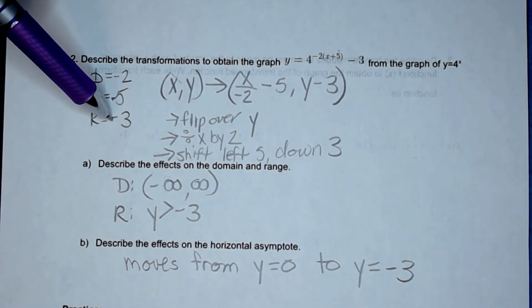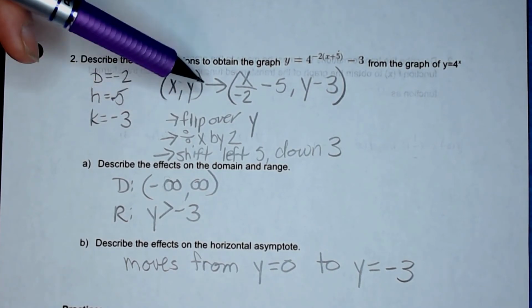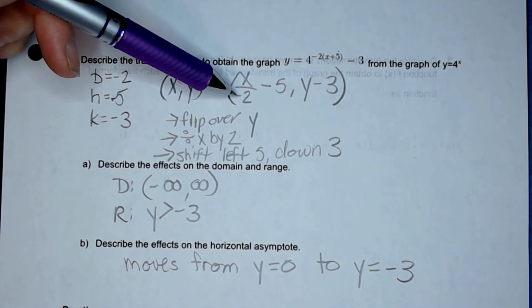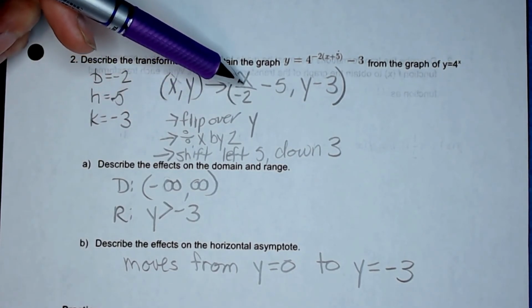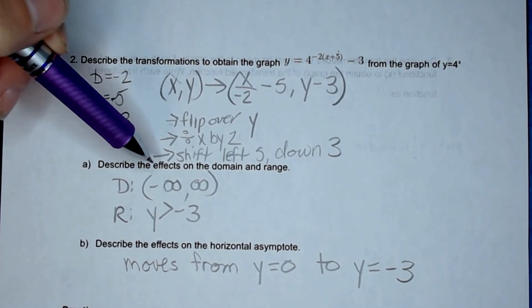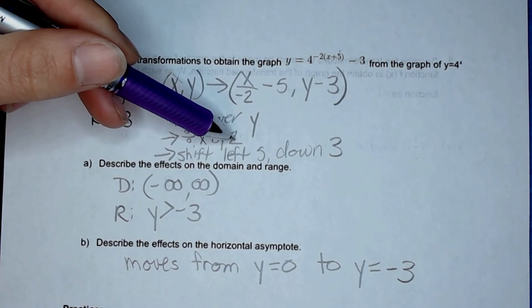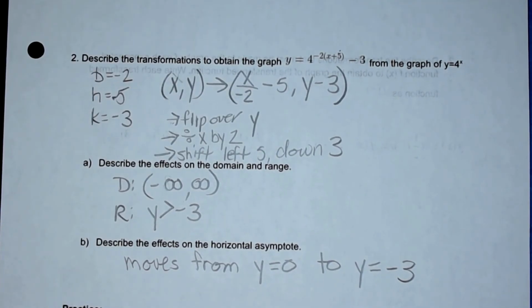And then we're moving the graph down 3. So we're going to flip it over the y-axis because of that negative value. It'll be a reflection. Divide your x's by 2. You can also just divide all your x's by negative 2, but this is what's happening to the graph. And then we're going to shift left 5 and down 3. Now the domain is not affected by this. It's still going to go negative infinity to positive infinity, but notice that your range changes.